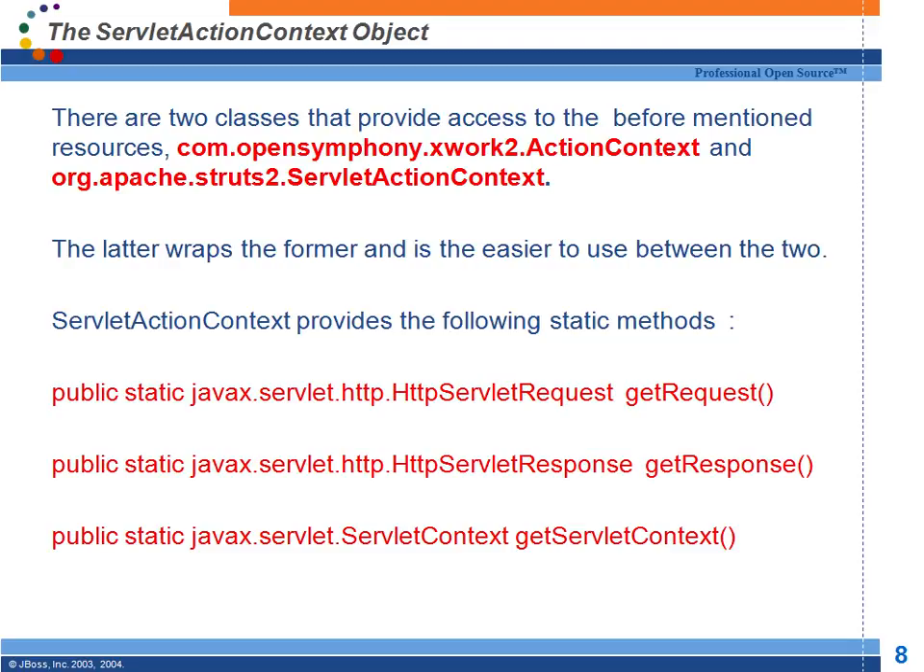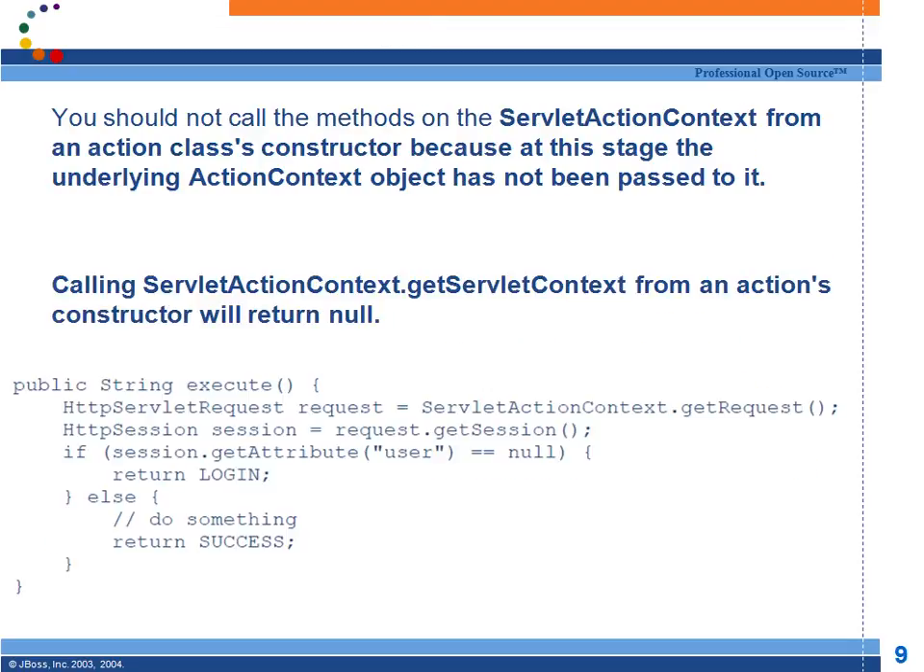They are static. So in your action classes, you can call the static methods and you will be able to get the request, response, and servlet context objects just like this. See? ServletActionContext.getRequest, I got the request; getSession, I got the session. Right? So you need not implement aware interfaces. The alternative is to use ServletActionContext.getRequest, getSession, getResponse.